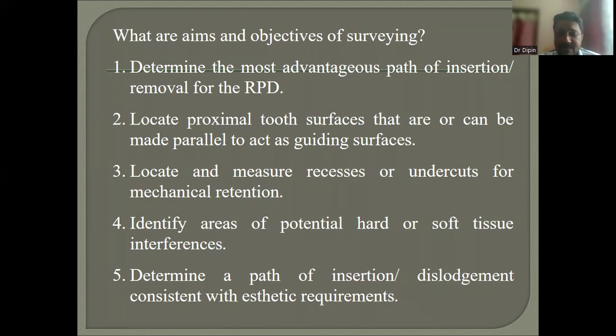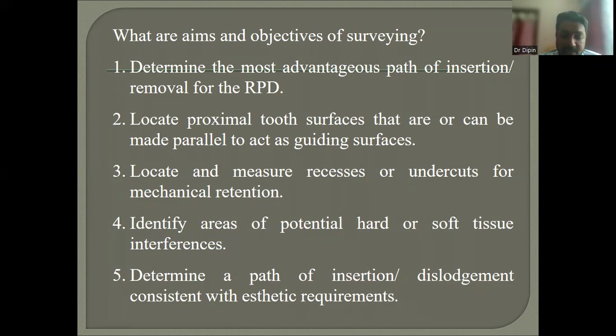Another one is that sometimes the tooth is inclined too much. If the tooth is inclined too much, we cannot correct it by just using enameloplasty. Enameloplasty will not be enough. So in those cases, we have to go for restoration. We have to do an RCT, or sometimes without RCT we have to give a crown, or modify the tooth surfaces to make them favorable for denture insertion. So these undercuts and hard or soft tissue interferences can be analyzed and identified by using the surveyor.